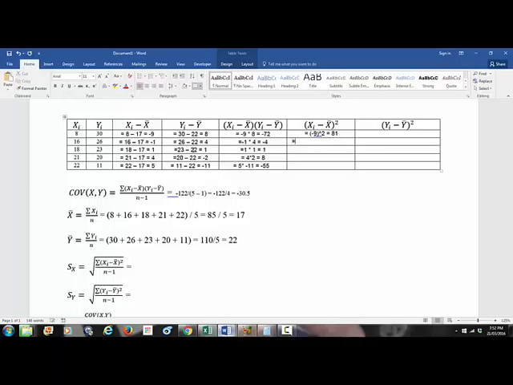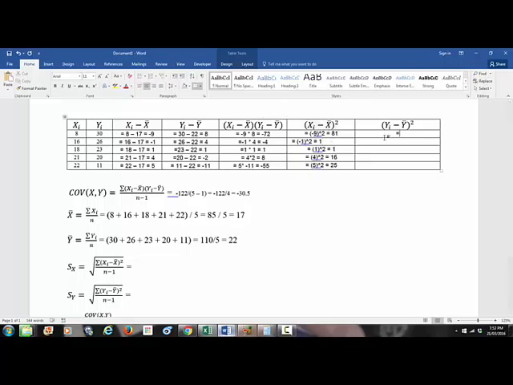This one is equal to negative 1 squared, which is equal to 1. The next one is 1 squared, which is equal to 1. The next one is 4 squared, which is equal to 16. And lastly, we have 5 squared, which is equal to 25. So now we've done that xi minus x bar squared for each of the x values.